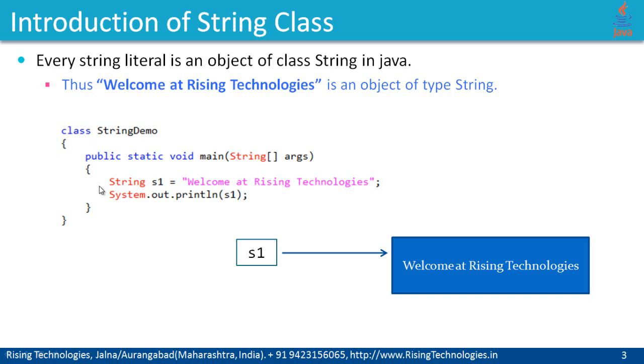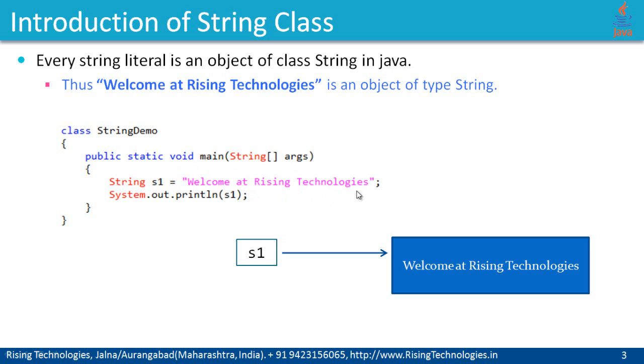I have this s1 reference variable of type string and I am assigning this quoted string to this s1. We have already seen in Java we need to use a new operator to create an instance of any class, but I am not using new operator over here. So why this statement is a valid statement in Java?